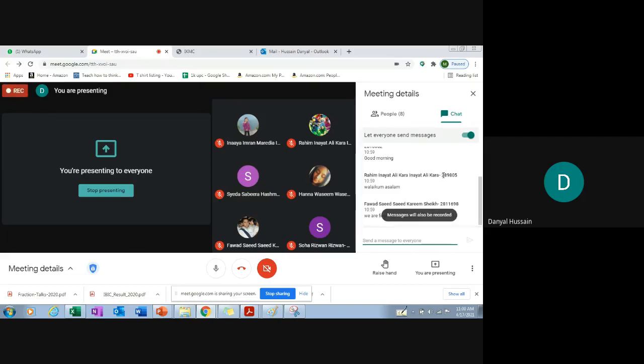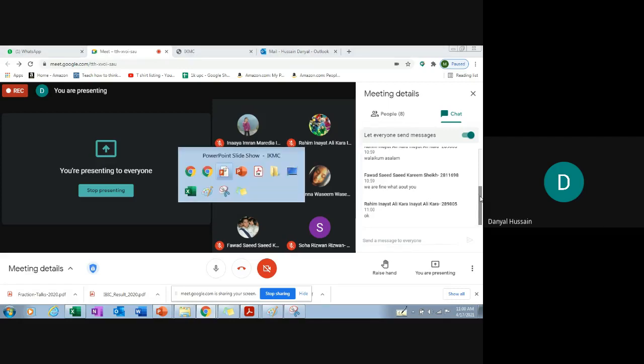So here we have grade 6, grade 7, and grade 8.